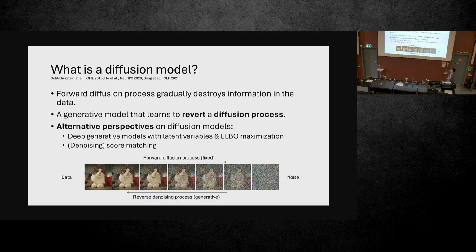There are different perspectives of a diffusion-based model. One is you can see the noising procedure as the encoder network of a VAE, so you're performing inference with a particular encoder network. And the reverse process is the generator in the VAE.